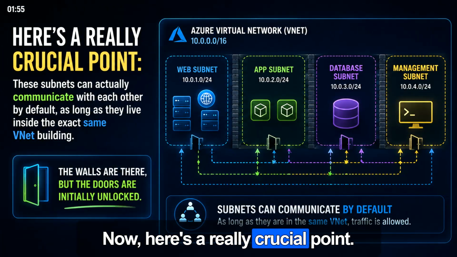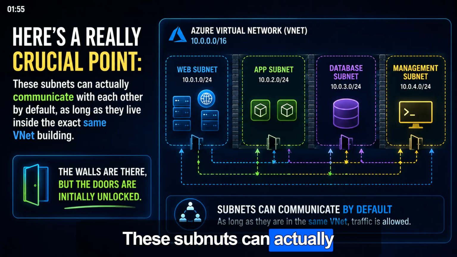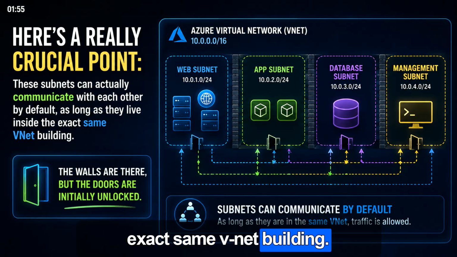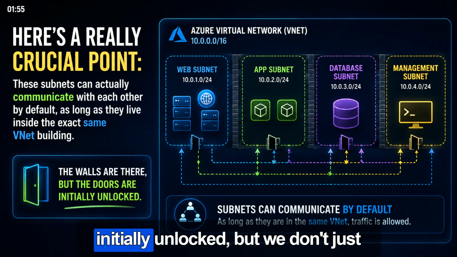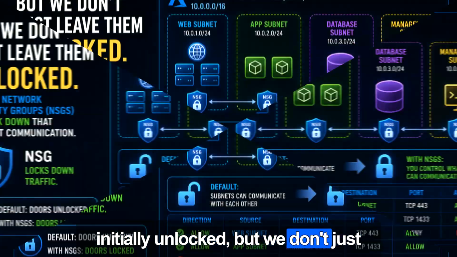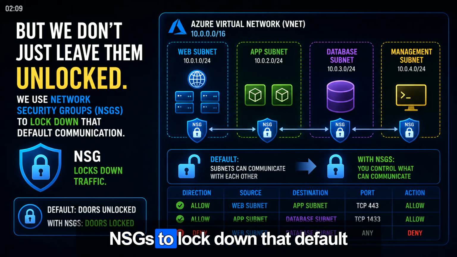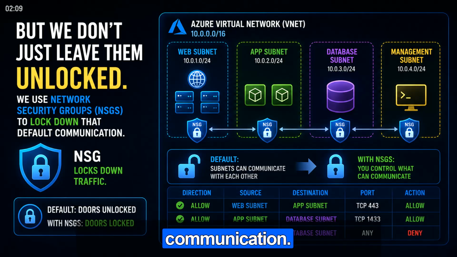Now, here's a really crucial point. These subnets can actually communicate with each other by default, as long as they live inside the exact same VNet building. The walls are there, but the doors are initially unlocked. But we don't just leave them unlocked. We use network security groups, or NSGs, to lock down that default communication.